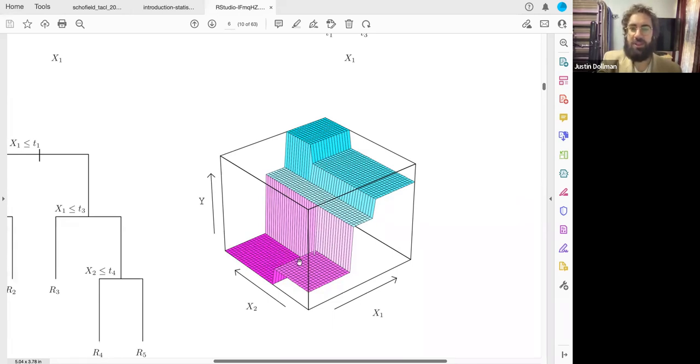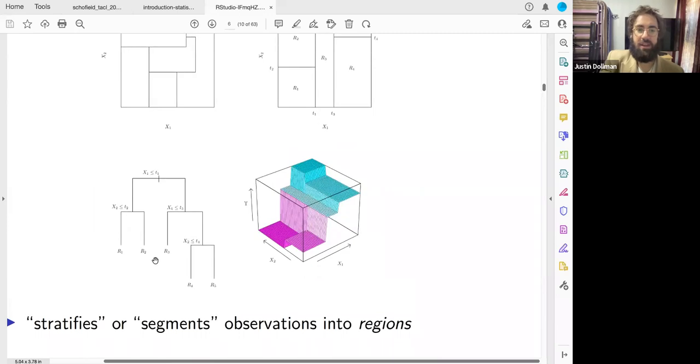But that's basically what it looks like. So these sort of planes, these plateaus are values of Y. And here, notice 1, 2, 3, 4, 5 different predicted values. So we have 2 more than previously. And that again corresponds in a one-to-one way with the tree representation. There are 5 regions, 5 predicted values, 4 cuts.